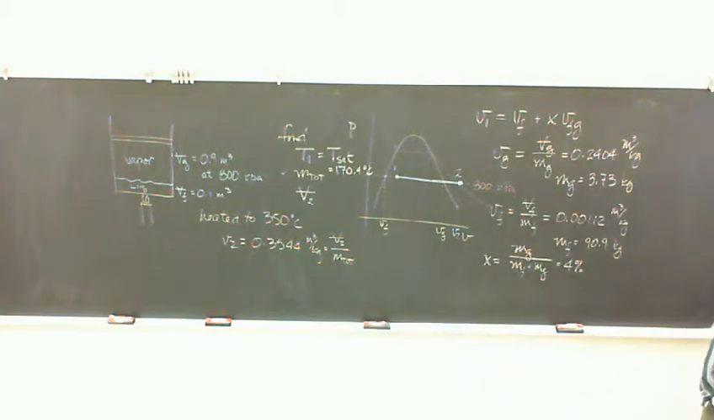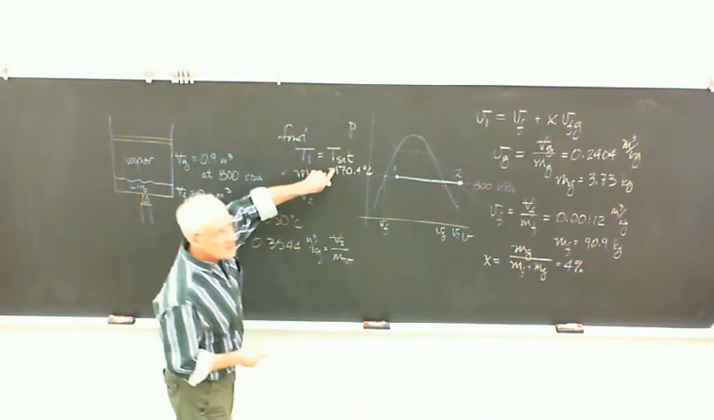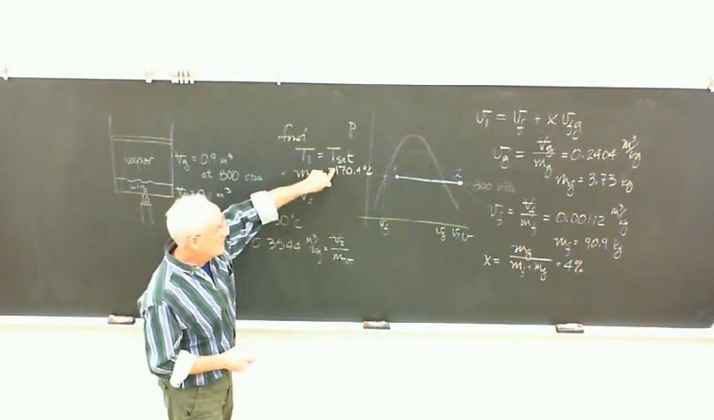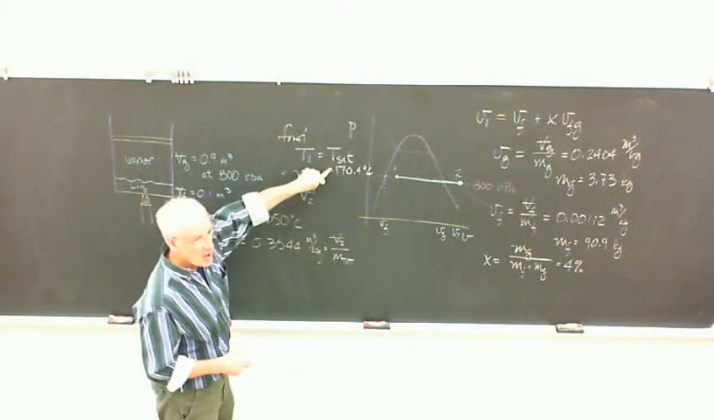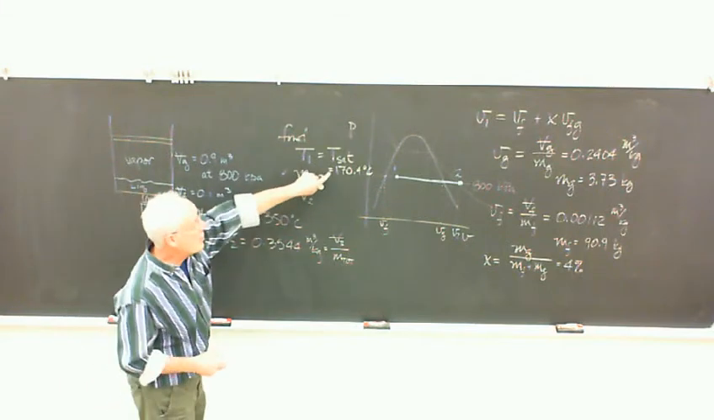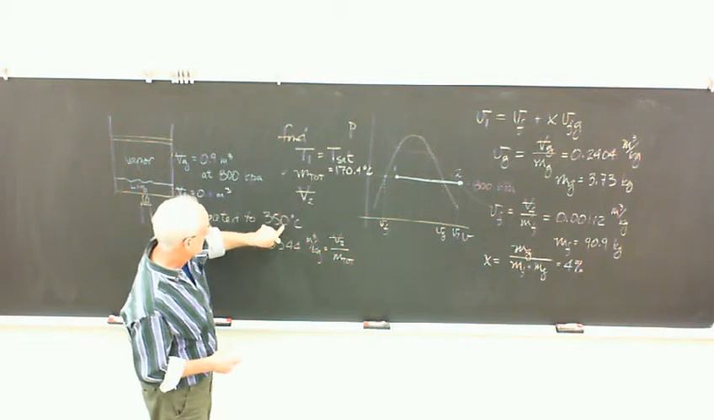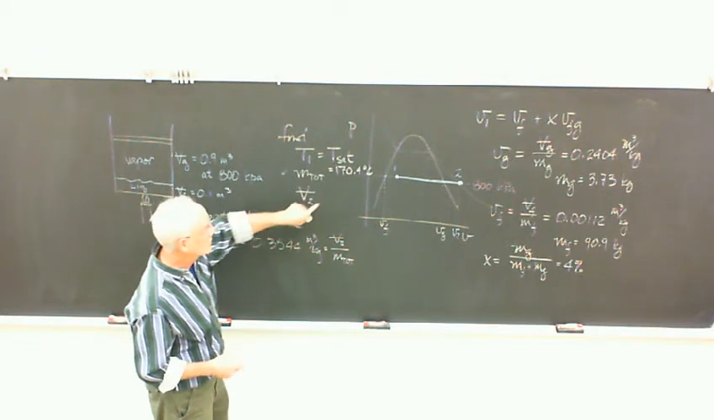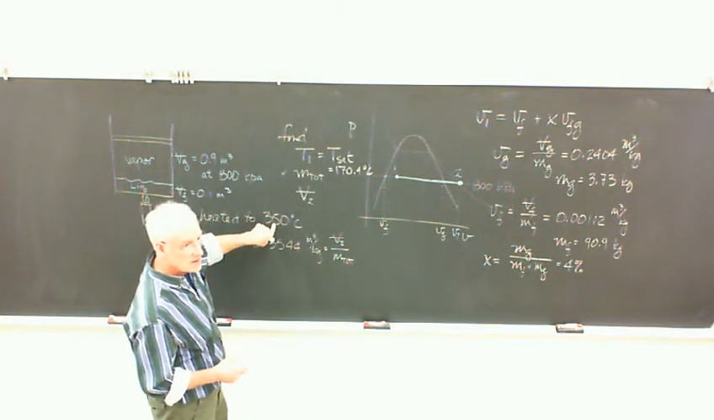How did we know definitively to begin with that it was going to be outside the dome? Because we knew what the temperature was under the dome for this pressure, and it's a constant pressure process. Since the temperature given in the problem is way over that, we know we're in superheat. In fact, that's where the phrase comes from: because we're way more than saturated temperature, it's superheated vapor.